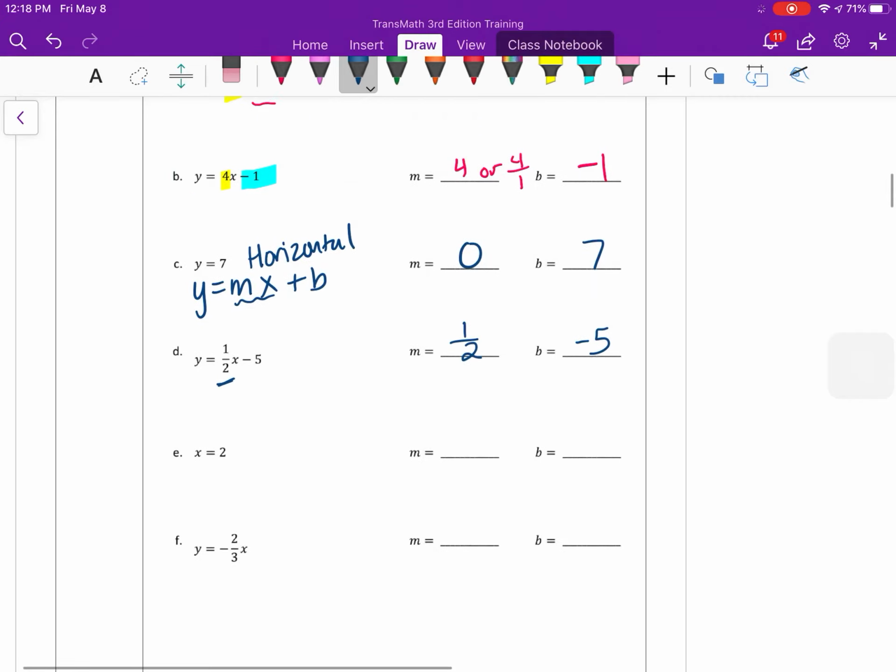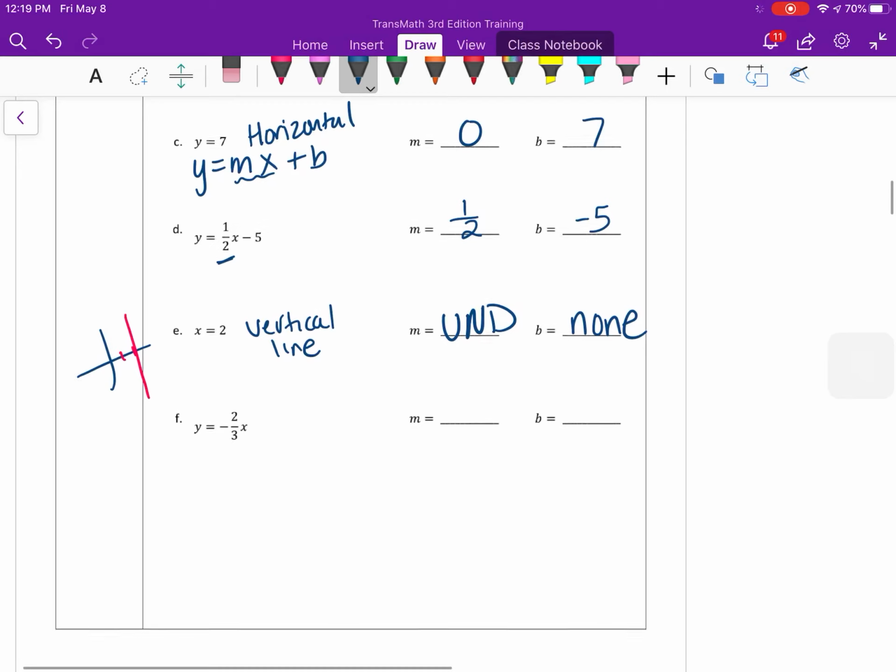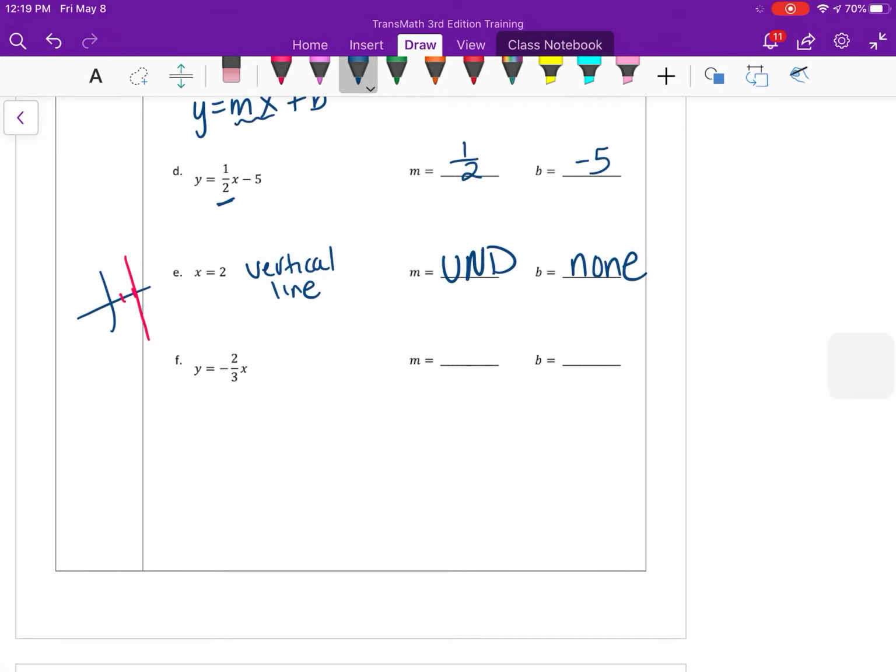Notice that all of these so far have been y equals and E is x equals. This is a vertical line at x equals 2, which looks like this. The slope is undefined. Sometimes we use UND in capital letters to shorten up undefined. And there is none for a y-intercept. There's no y-intercept. And the last one here, negative 2/3 in front of the x, so that is our slope, negative 2/3. And then there's nothing added to the end, but you can always add 0 to something without changing it. So your y-intercept is at 0.